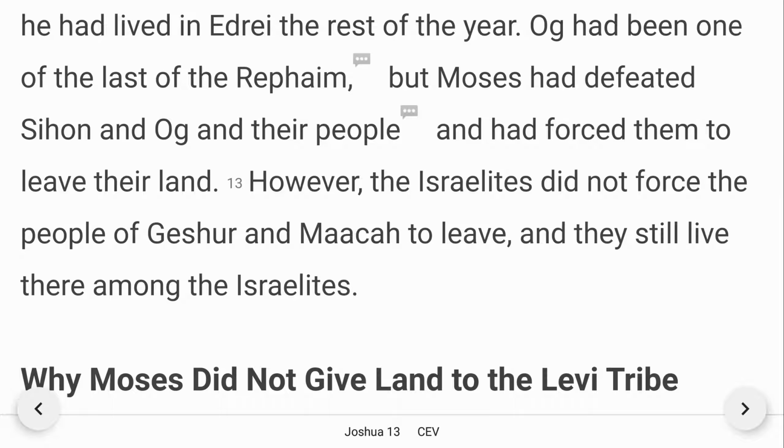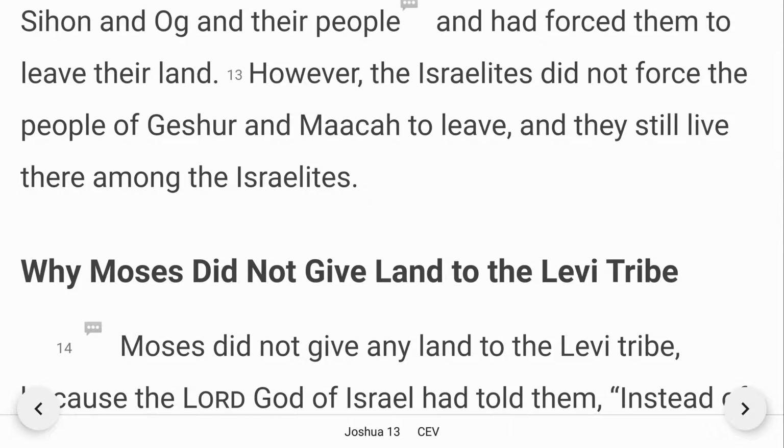However, the Israelites did not force the people of Geshur and Maacah to leave, and they still live there among the Israelites.